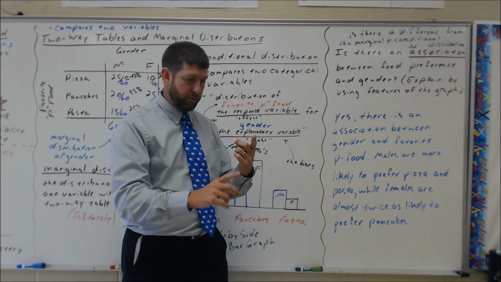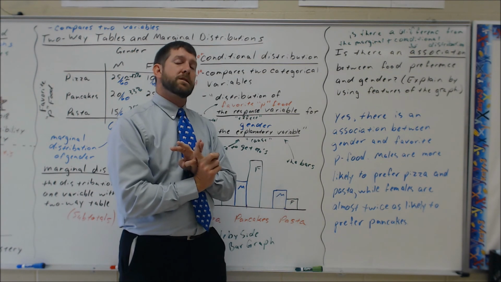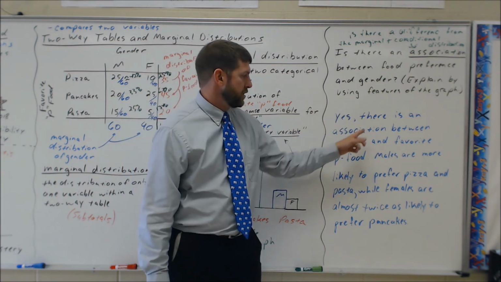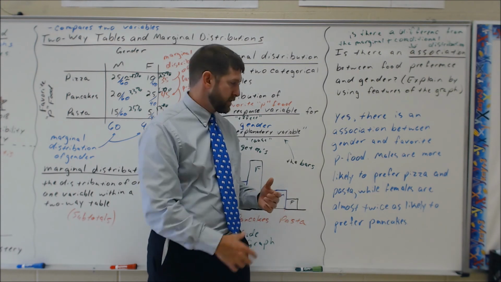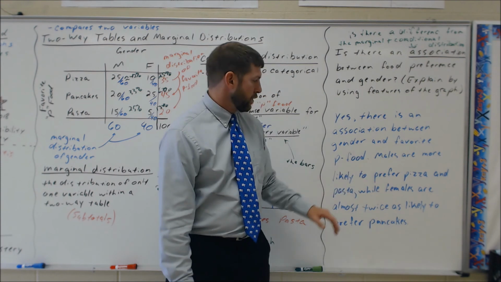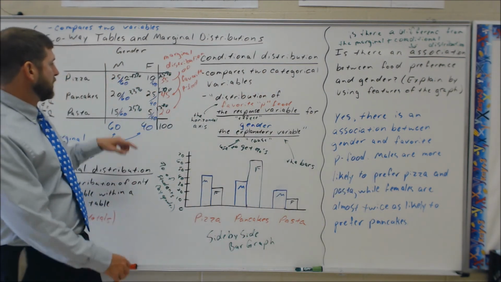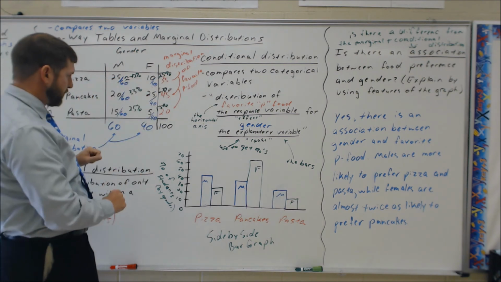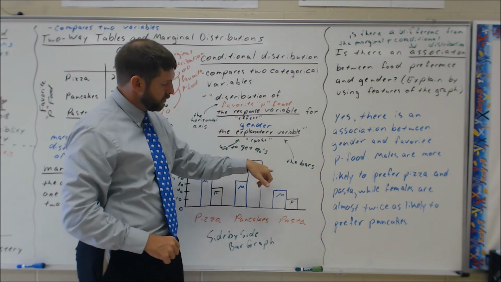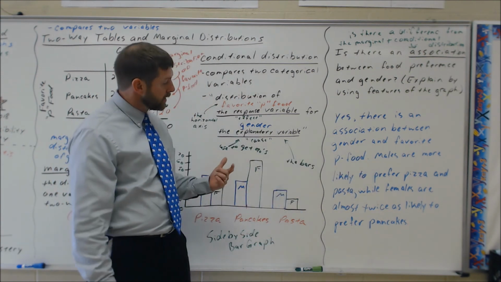All right, so remember I told you there are 3 things. Is there an association? What is the association? And what's the evidence of that? So yes, there is an association between gender and favorite food, so we're stating the association. And now we're going to describe it. What is our evidence? Males are more likely to prefer pizza and pasta. We see that. Males had almost a 17% preference there, and a 12% preference there on pasta. So males preferred pasta more, and females are almost twice as likely to prefer pancakes.